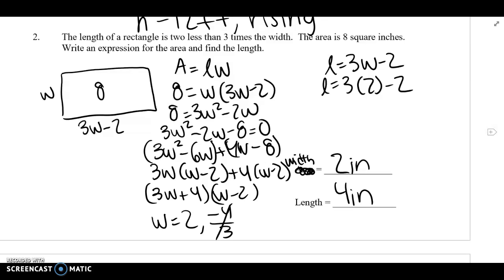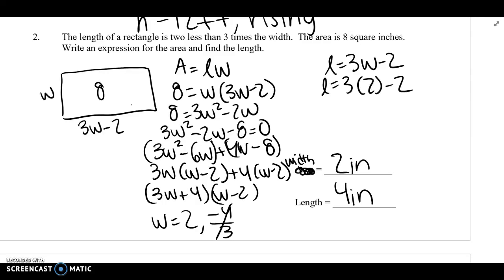Know that the equation for an area of a rectangle is length times width. And after we draw the rectangle, we just represent width as w and length as 3w minus 2. We plug those into the equation and we get 8 equals w times (3w minus 2). Distribute the w and factor, and you end up with (3w plus 4) and (w minus 2). Set those factors equal to 0 and you get w equals 2 and w equals negative 4 over 3.